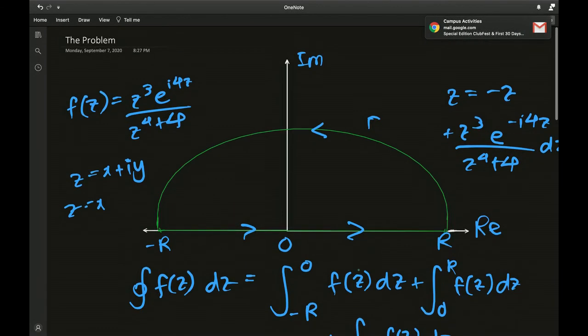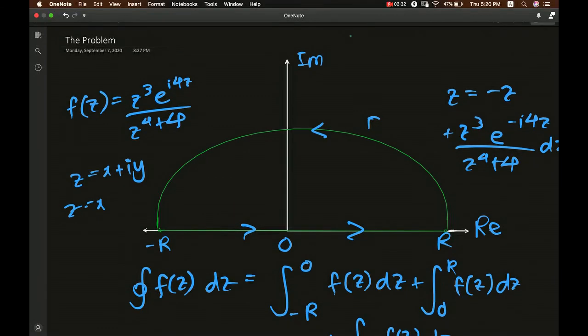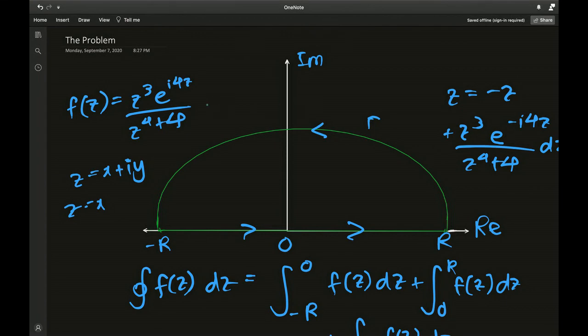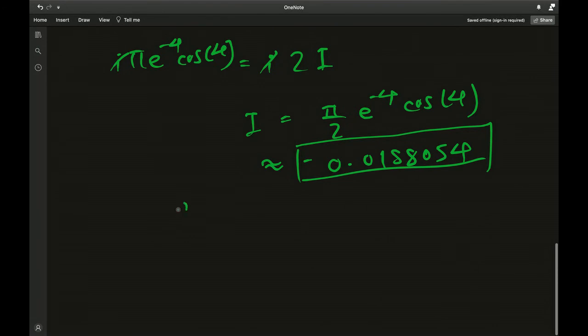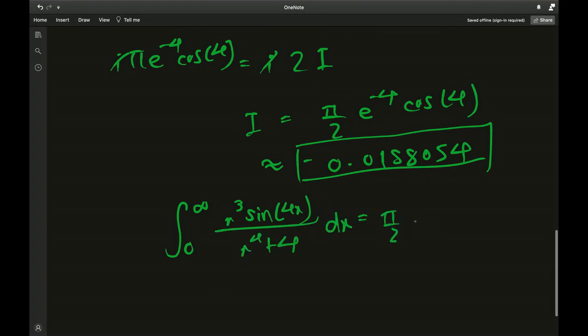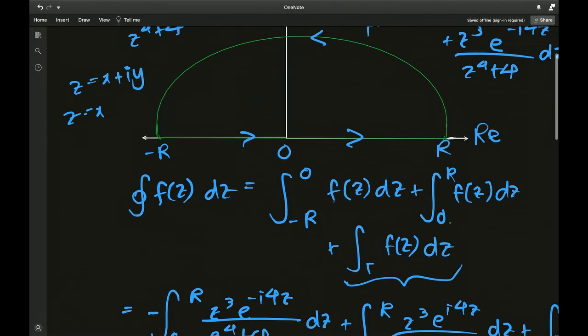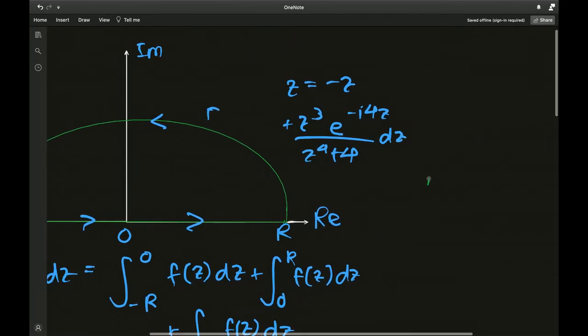Finally, it's really elegant, really elegant. So if you want to finally write it down, the integral from 0 to infinity of x cubed sine of 4x over x to the 4th plus 4 dx has a value of pi over 2 e to the negative 4 cosine of 4. The pi again drops in because of the 2 pi i factor. The exponential comes in because of the generalization of the sine. Cosine is an added bonus.